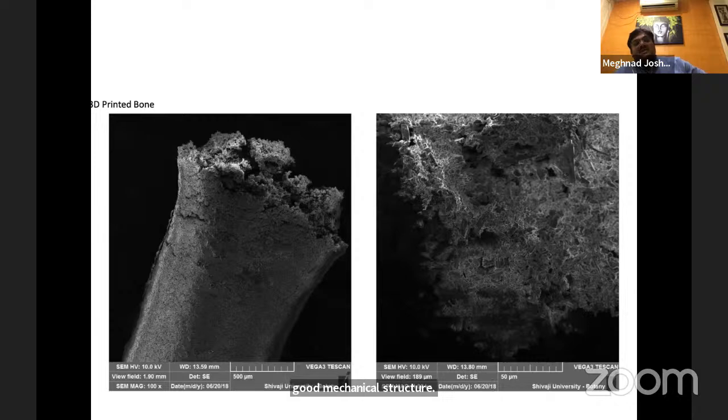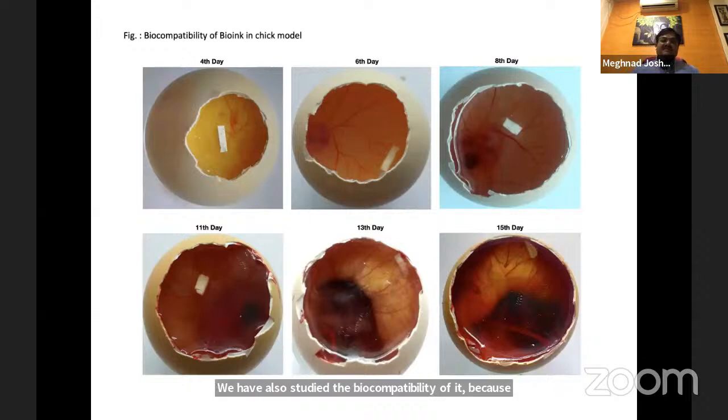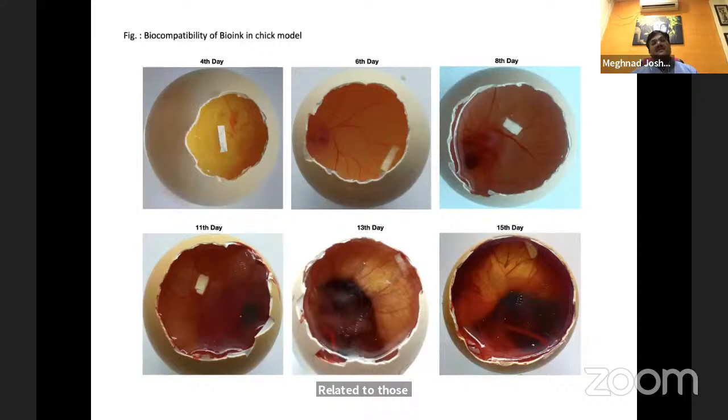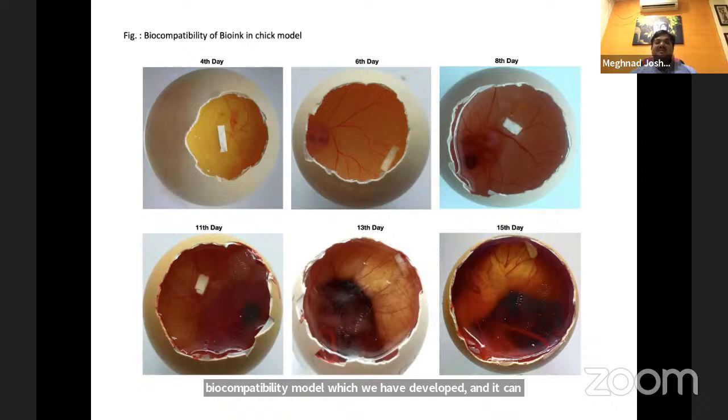We have also studied its biocompatibility. I have not presented all the data here due to time constraints; I thought it's better that I introduce you to the area, and I will be able to answer more related to those things. So these are the simple biocompatibility models which we have developed, and they can be easily studied in colleges, because as zoologists we know much about chick embryology, and this is how we utilize the chick embryology model for studying biocompatibility.